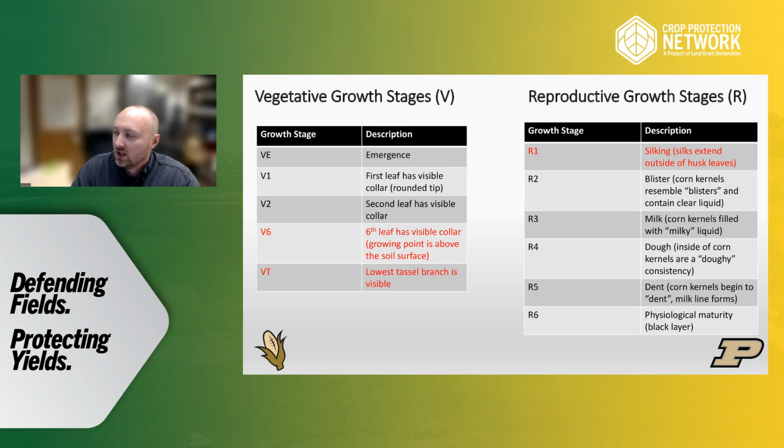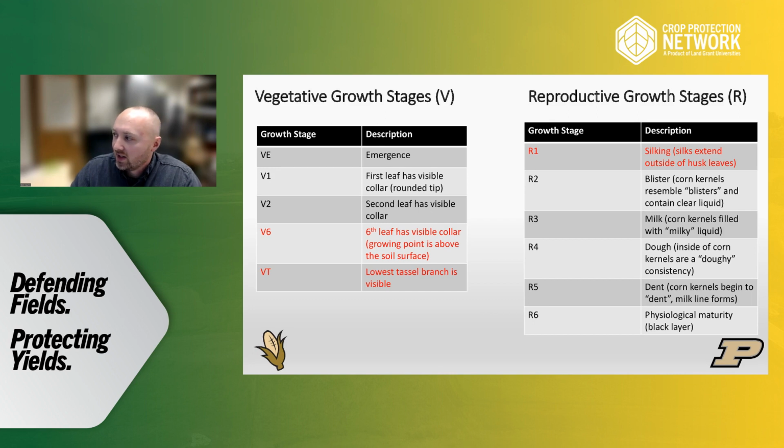And then this next table I brought up on the slide on the right hand side is really looking at the reproductive growth stages of corn, right? So this is where we switch from the vegetative growth to now that corn plant has the tassels emerged, the silks have emerged, and now we're into those R growth stages where we're really focusing on the development of the ear at that point in time to help us determine what that growth stage is.